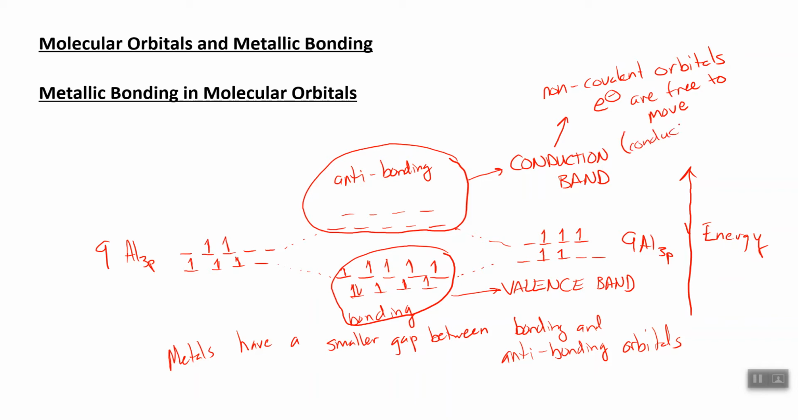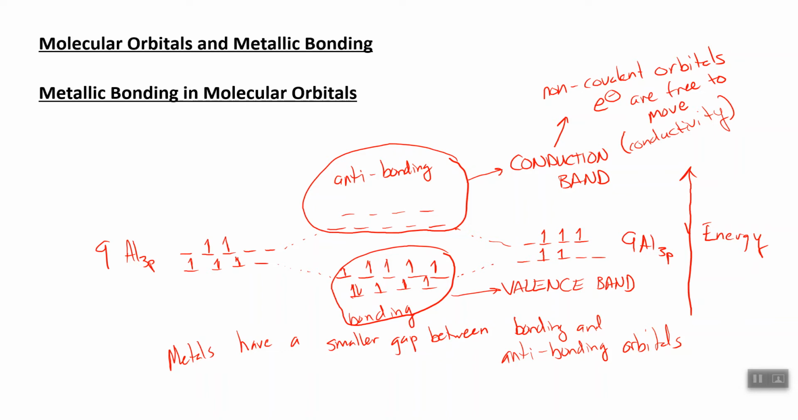The reason that we call this the conduction band is that metals conduct electricity because when you apply energy to a metal, it jumps electrons from the bonding orbital to the antibonding orbital and allows us to see those electrons moving around the metal, right? Which is current, which is conduction, which is conductivity.